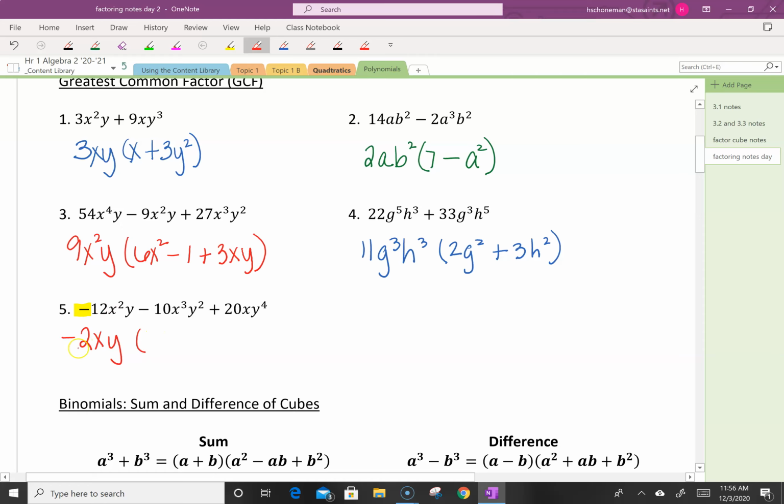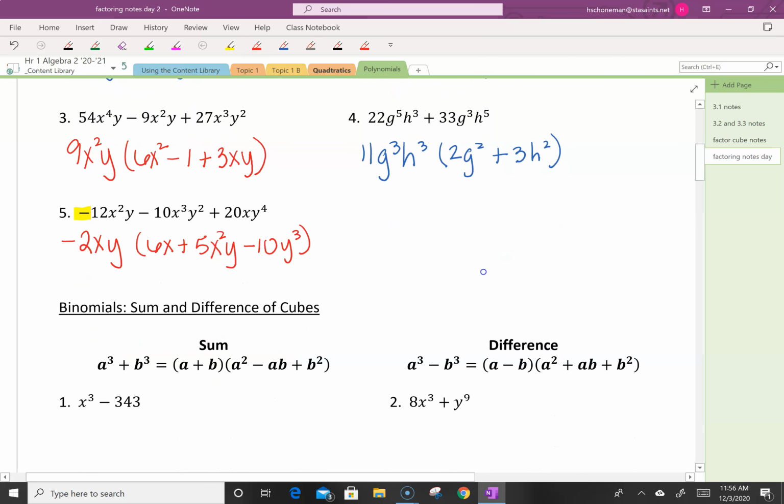So negative 12 divided by negative 2 is positive 6, and I get x, y's cancel. Negative 10 divided by negative 2 is positive 5. I have 2 x's left and 1 y. 20 divided by negative 2 is negative 10. The x's cancel, and I have 3 y's.